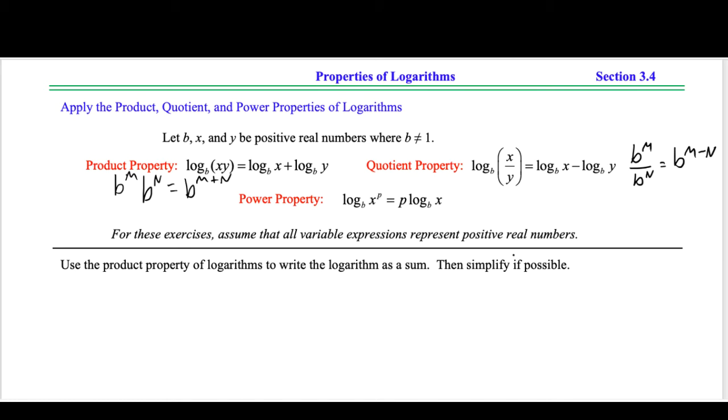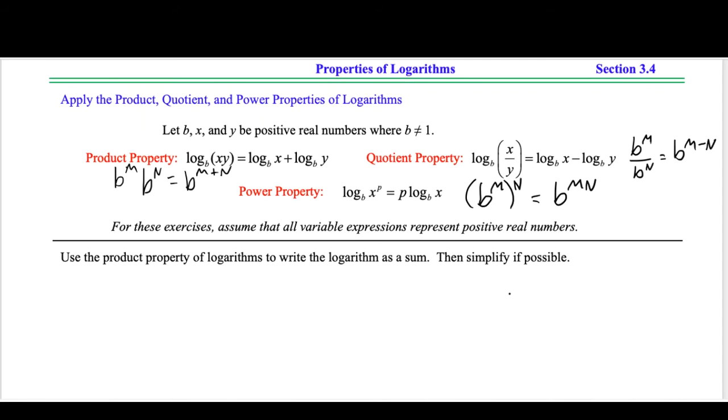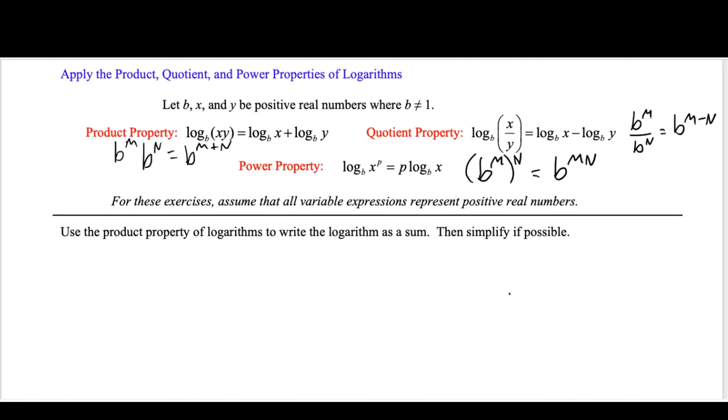And then the power property, the corresponding property of exponents that this is based off of is this one. If you have something like b raised to the power of m, raised to the power of n, a power raised to a power, this can be written in a different form where you just multiply the exponents together. Okay. So just to illustrate the connection, at least for the product property, let me walk through the proof.